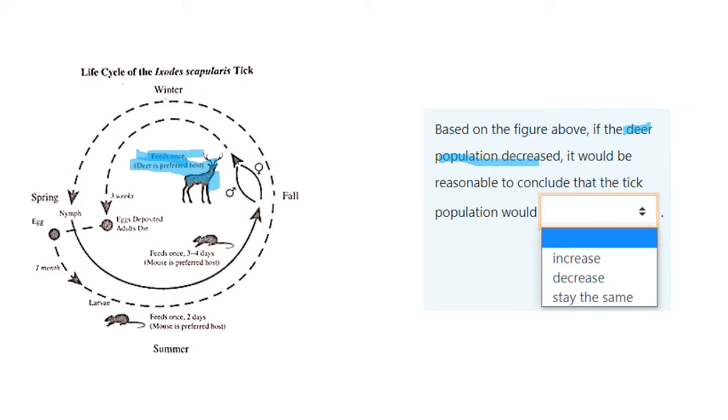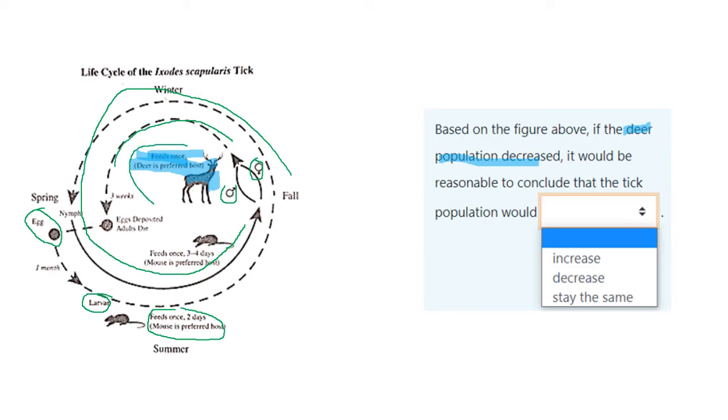We have an egg. This egg becomes larva, and when it hatches, it lives in the mouse. Then, through fall and winter, it becomes a nymph, and it still lives in the mouse. We have the male and the female, and they come to live on the deer. So the tick is living on the deer.